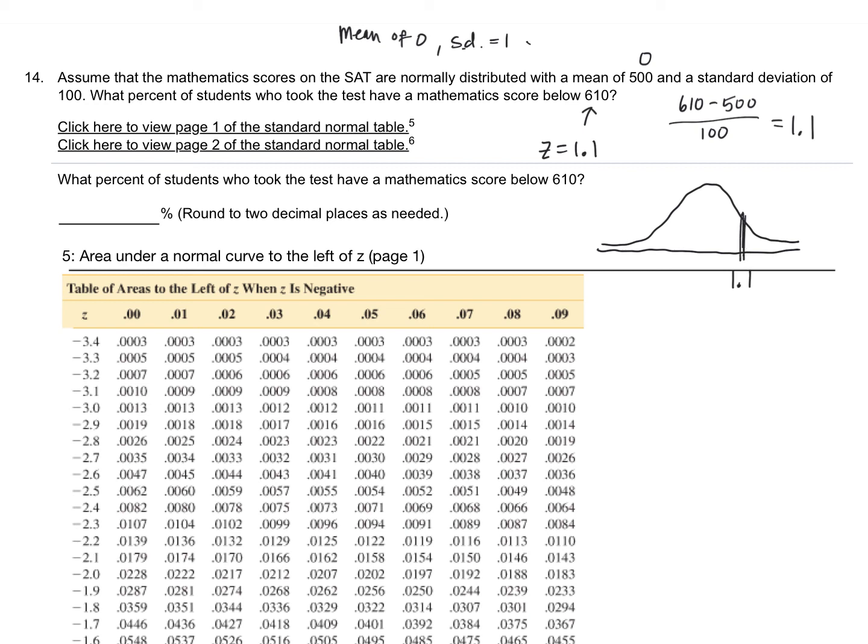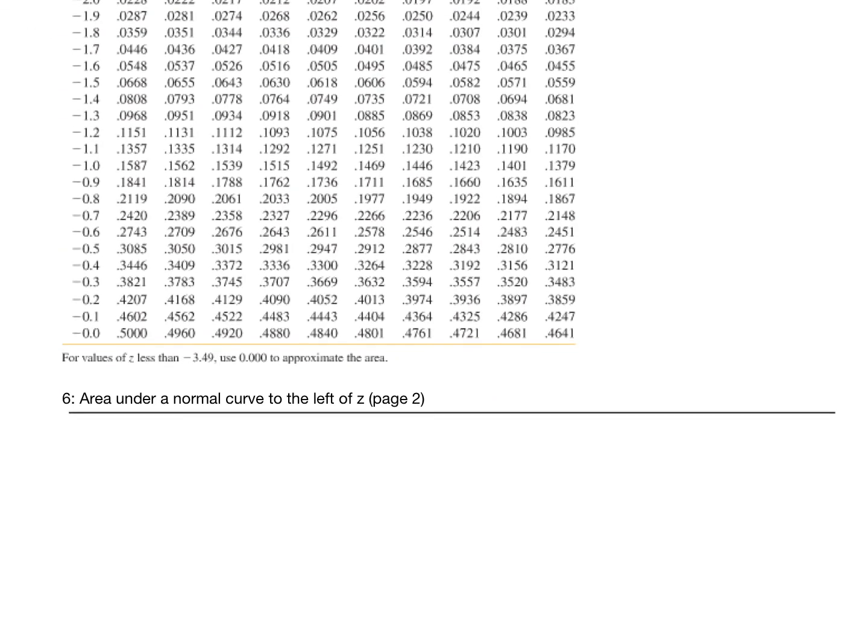What percent of students who took the test have a mathematics score below 610? Below, so I'm going to put 610 in parentheses. That's all of this, right? It's the area to the left of this. So that's perfect because that's what they're going to give us in the chart. So we like area to the left. Perfect.